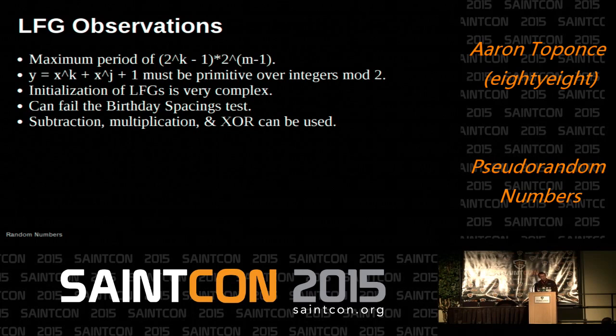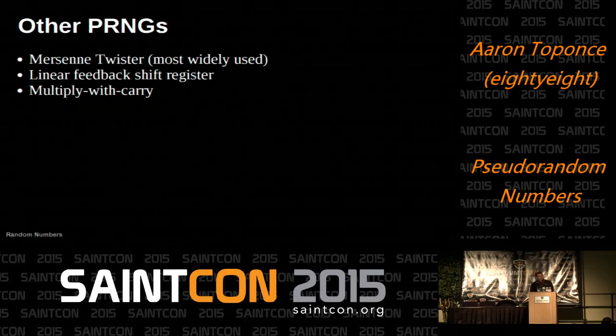Some other pseudorandom number generators. You've probably heard of Mersenne Twister. This is by far the most popular pseudorandom number generator. It's the default random number generator in Python. I believe it's the case with PHP, maybe, and C, and some others. So we like Mersenne Twister because it's fast, but it's not something you can do on a pencil and paper. There's others like the linear feedback shift register, multiply with carry, and a number of others.